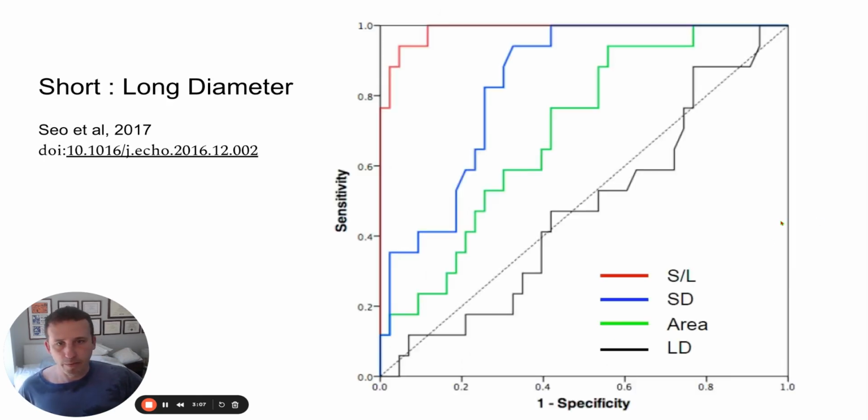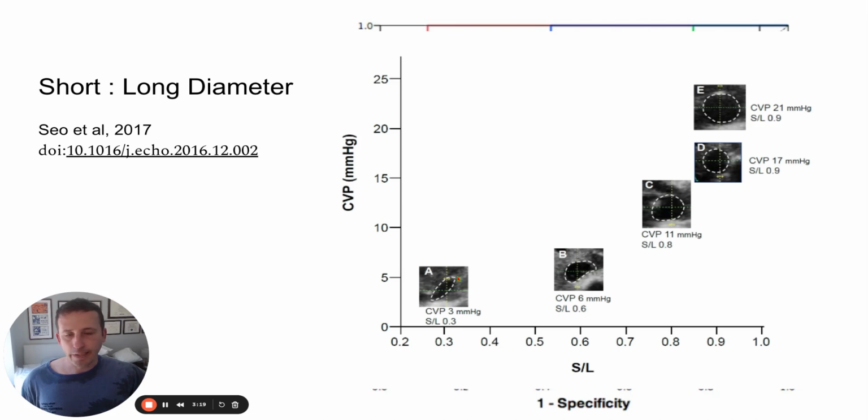This study looked at different measures in the short diameter to assess central venous pressure, and they found that the ratio of short to long diameter was the most accurate for assessing central venous pressure. As the IVC is more elliptical, so with a short diameter and a long diameter, what they saw was that the CVP was normal or low. So when you have a short to long diameter closer to 0.3, that's going to be indicative of a low CVP. As we get closer to about 0.5, or when that short diameter is about half of what the long diameter is, then we're approaching a more normal CVP of around 6 to 8.